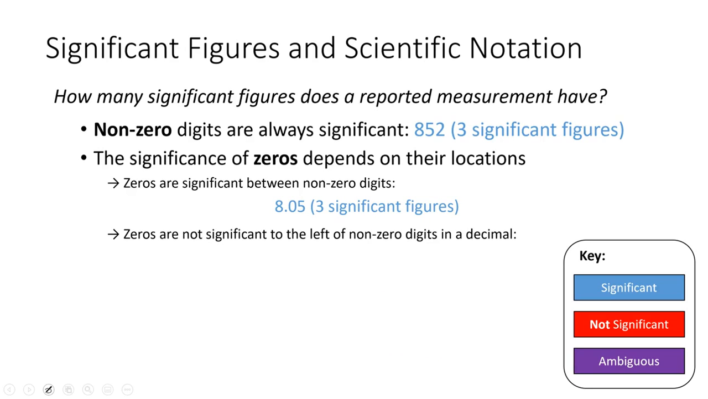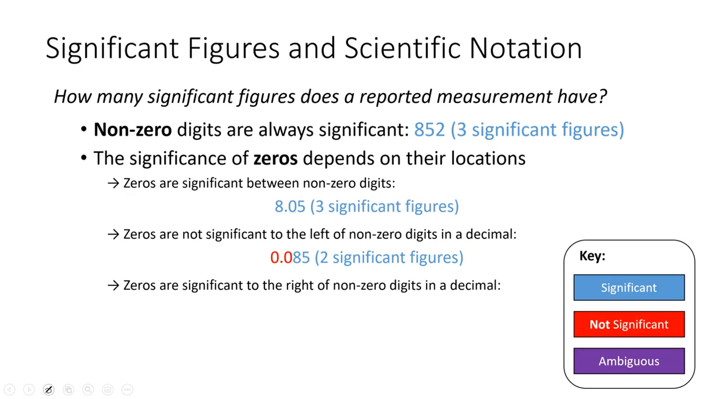They're not significant if they are to the left of a non-zero digit in a decimal. So what does that look like? Anything where I have a whole bunch of zeros before I have a non-zero number, all of those leading zeros are not significant. I'm showing them in red here to denote that they're not significant. So in this number 0.085, I only have 2 sig figs. If instead they are to the right of a non-zero digit in a decimal, then they are significant. So if instead I had 0.080, the 0 at the end would be significant. The first two, still not.